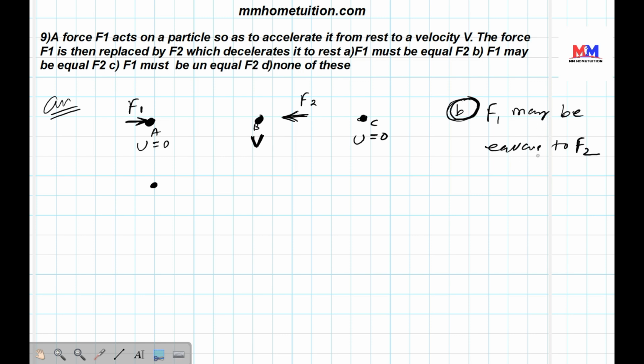So due to this, the final speed may be 0. Initial speed is 0. So due to force F1, it achieves the speed v, and due to the retarding force it comes to 0. So F1 may be equal to F2, due to which the final speed becomes 0.